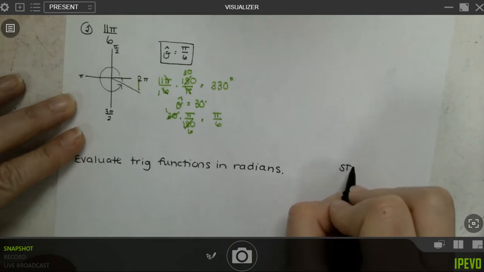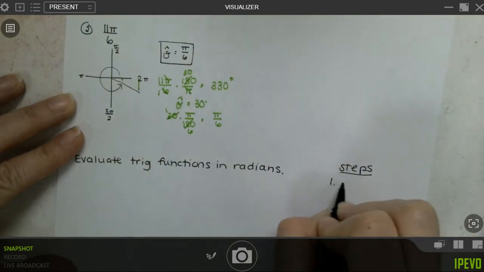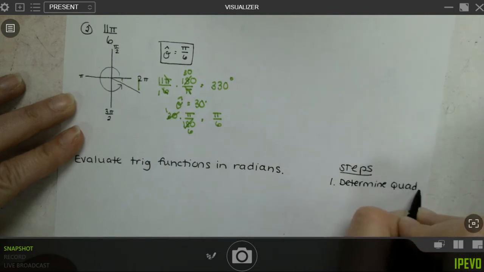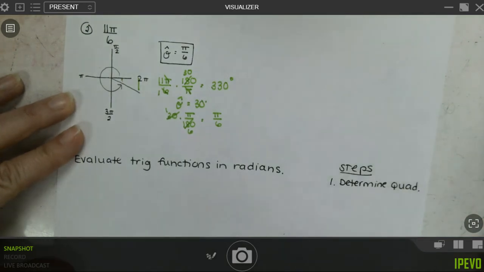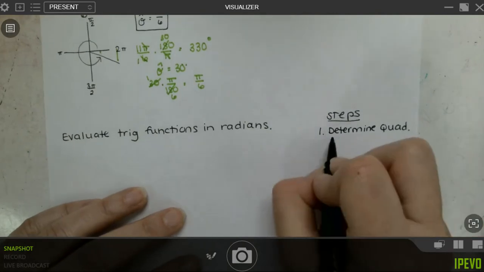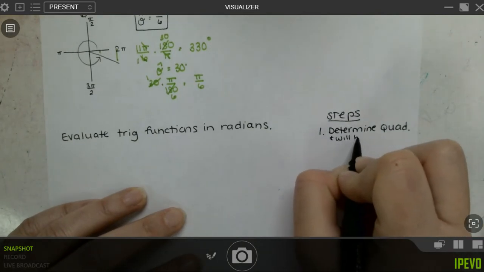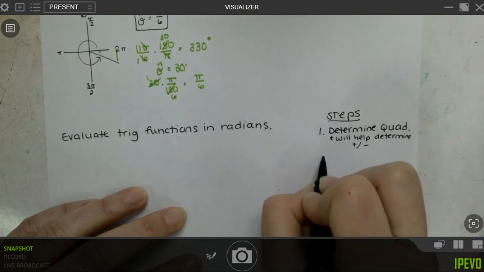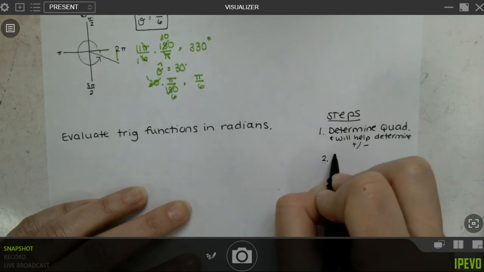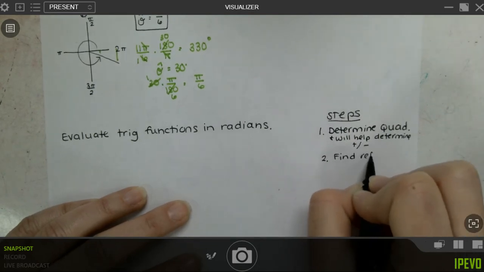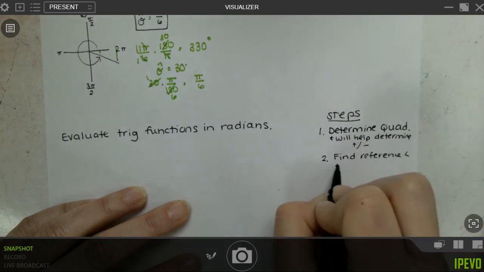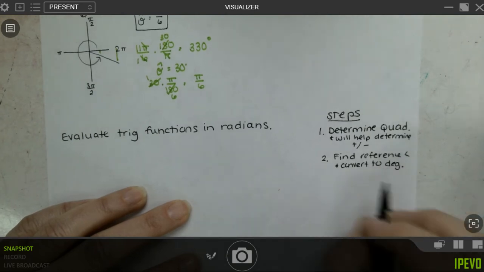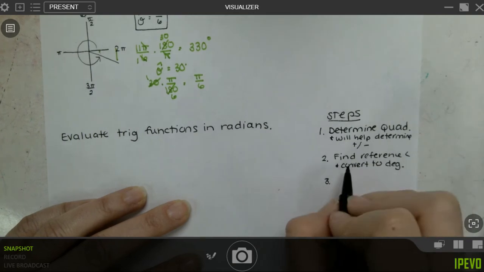And we'll write down the steps. Step 1, determine the quadrant. Determining the quadrant will help us determine the sign, whether it's positive or negative. So you can put that here, will help determine positive or negative. Step 2, find the reference angle and convert to degrees. Decide on the sign and write the value.